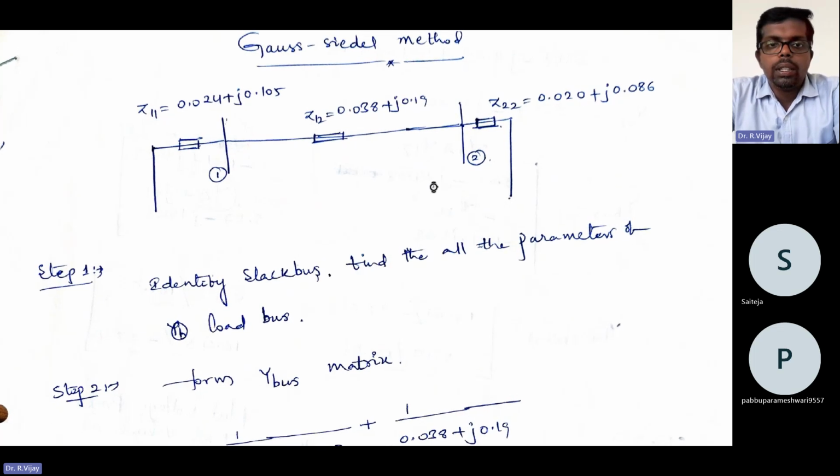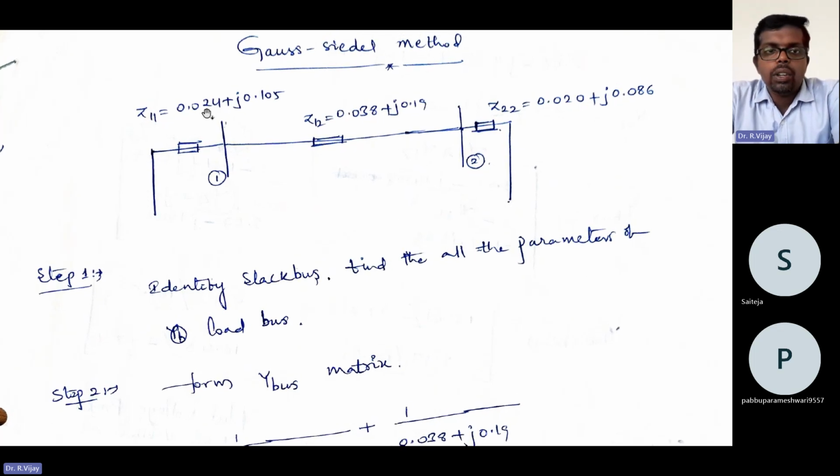So here two buses are given. The impedances are given between the buses. For example, between the first bus and second bus the impedance values are given, and the self-impedance Z11 is also given, and Z22 is also given. Okay, so what is the first step?